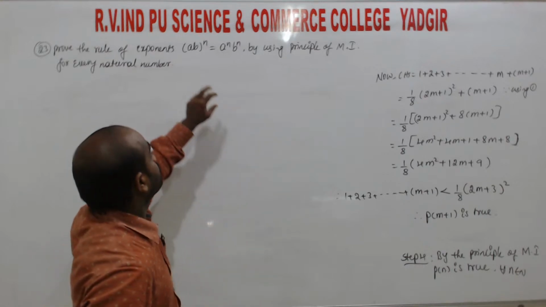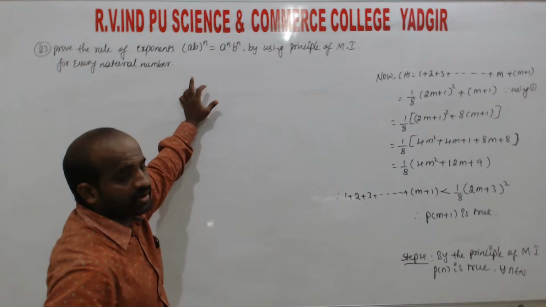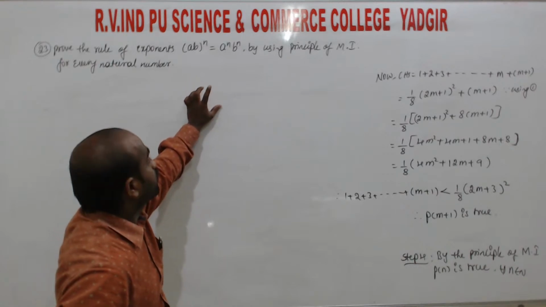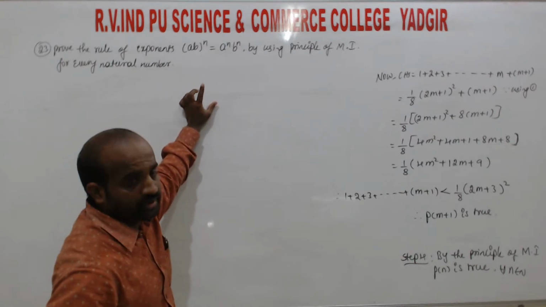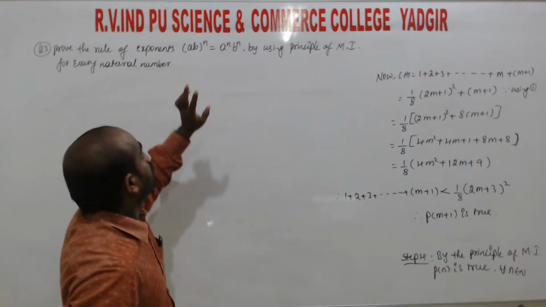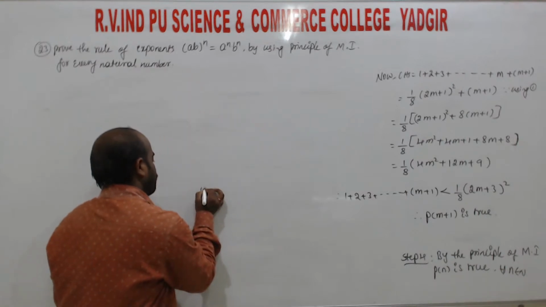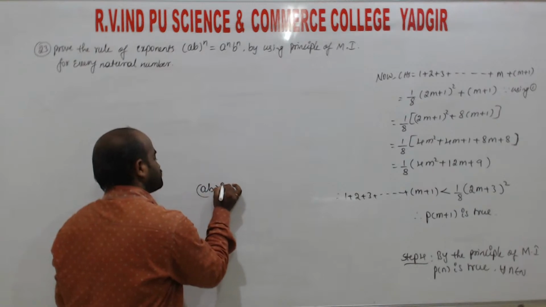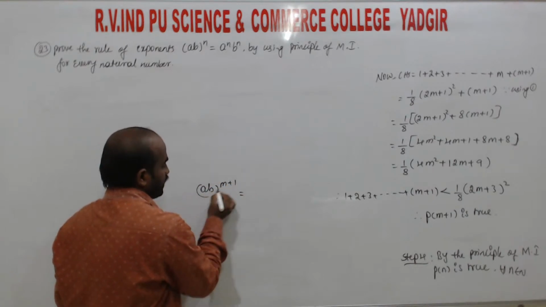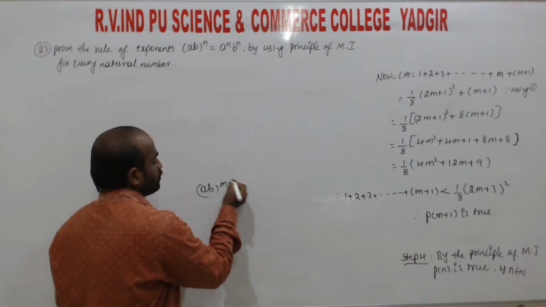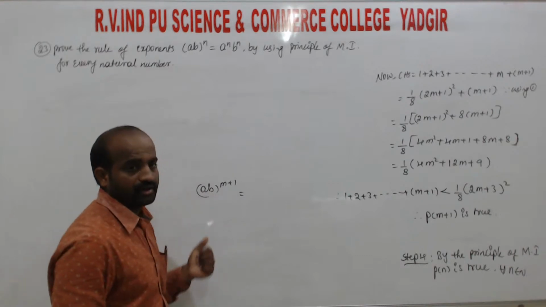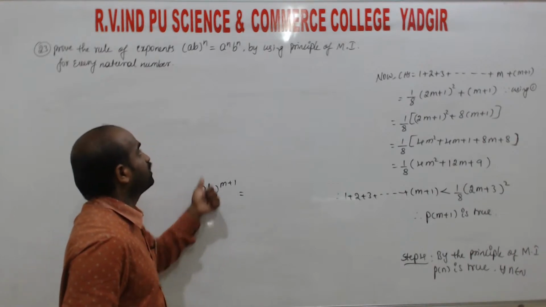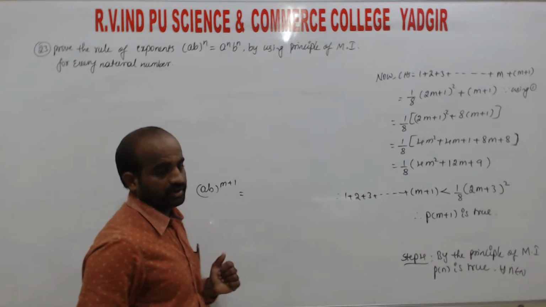Next, n equal to m plus 1: (ab) to the power m plus 1 is equal to a to the power m plus 1 into b to the power m plus 1, which we have to prove. Taking the LHS, (ab) to the power m plus 1, separately we have to work it out using equation 1, then we will get the answer.